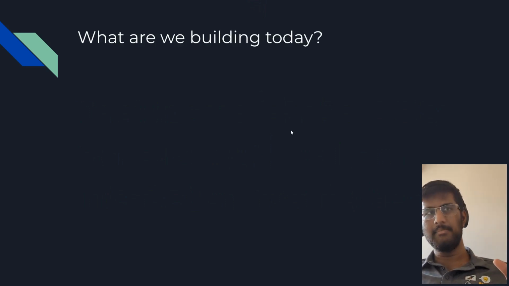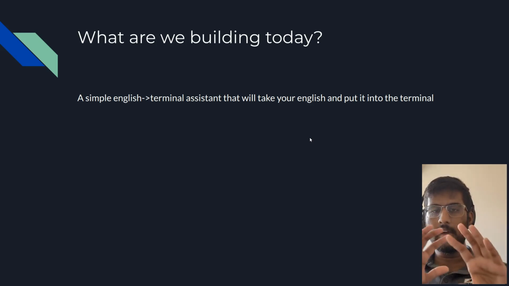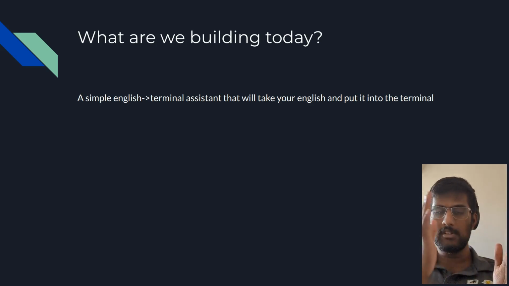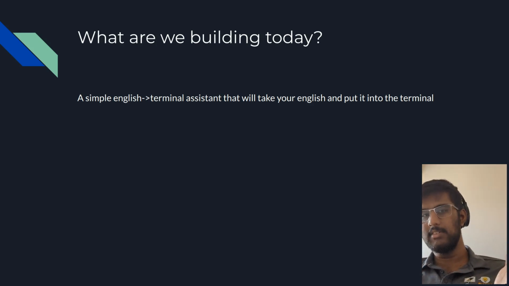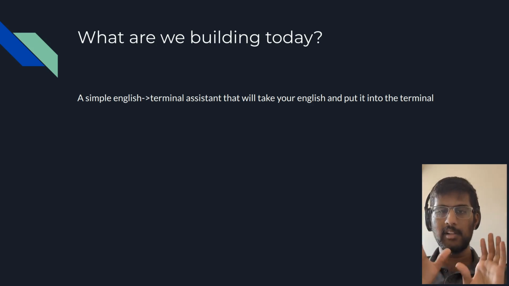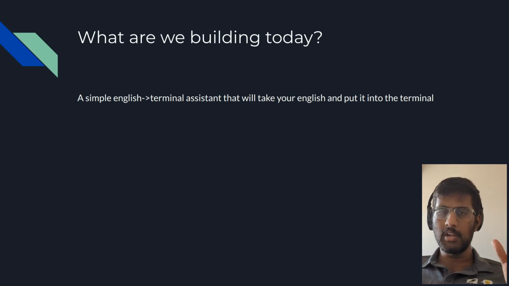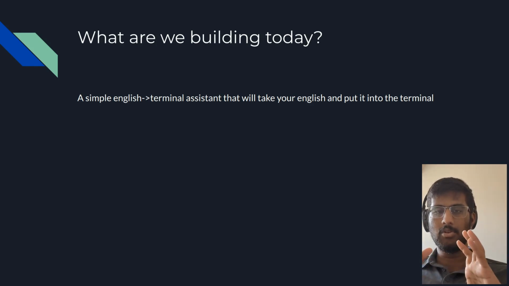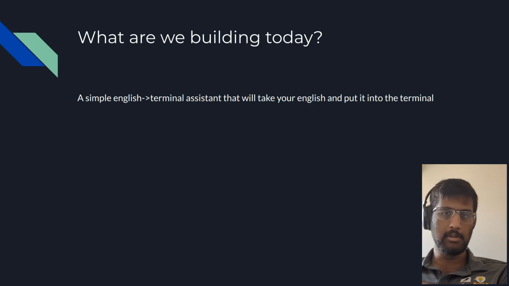So now, what are we building today? We're building a simple English terminal system that will take your English and put it into the terminal. We're not building a fancy system where you can only interact with the terminal through the model, and we're not using the model as a layer between you and the terminal. We're doing a really quick demo of the model interacting with the world, and in this case the world is the terminal. You type what you want to do, and the model will convert it into a terminal command and run that command for you.